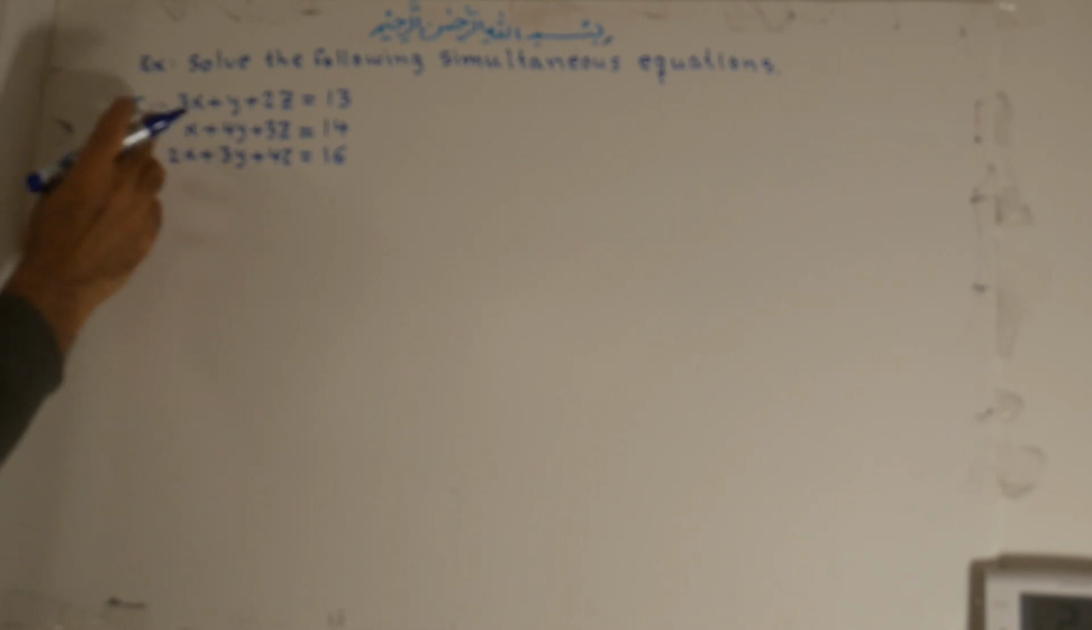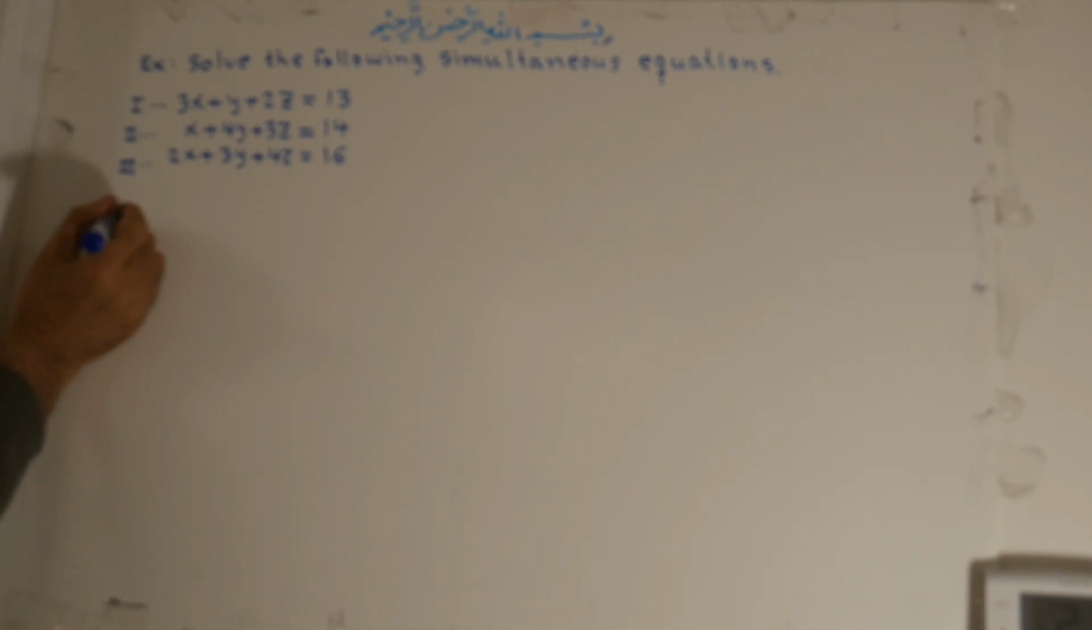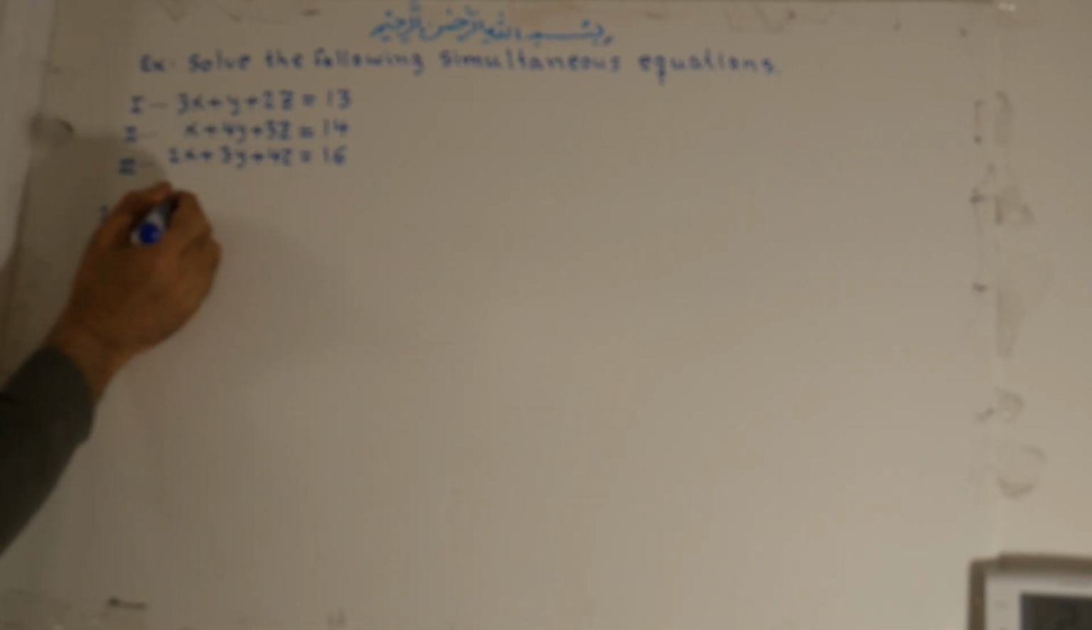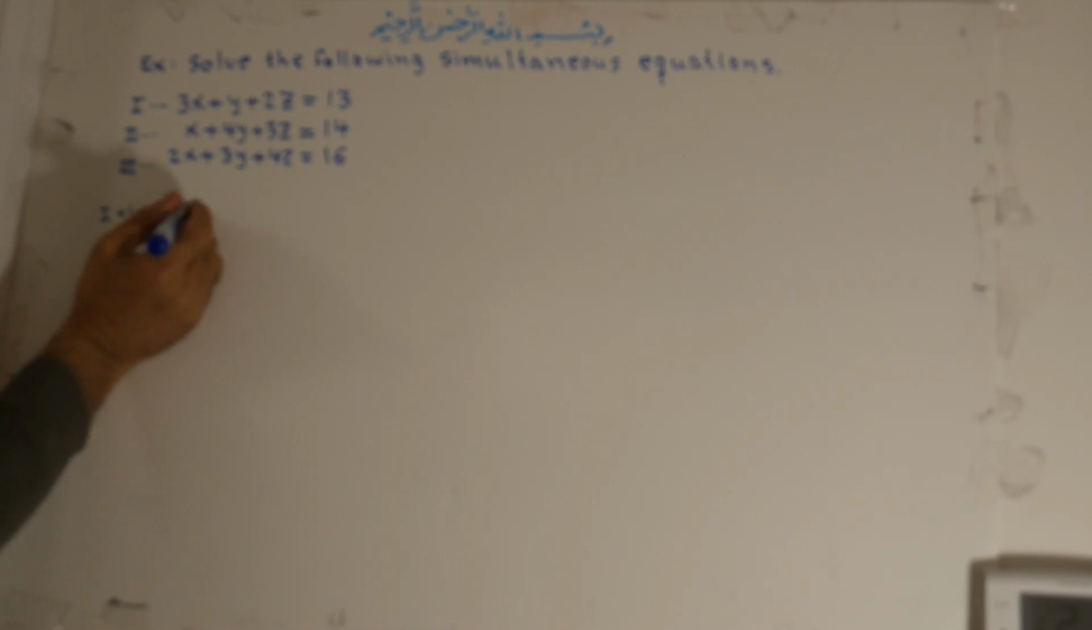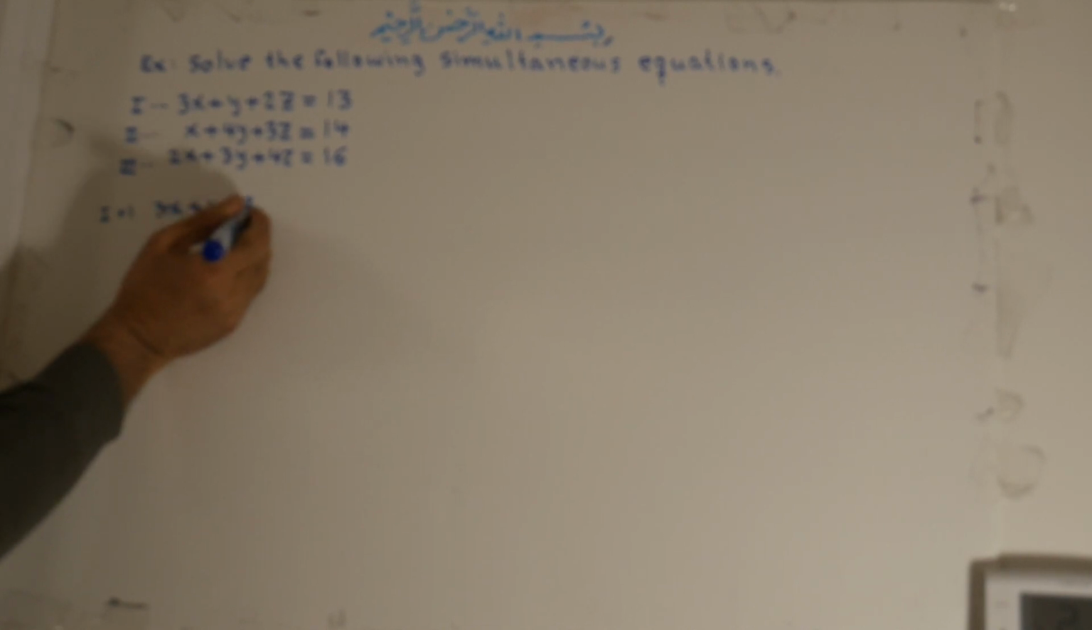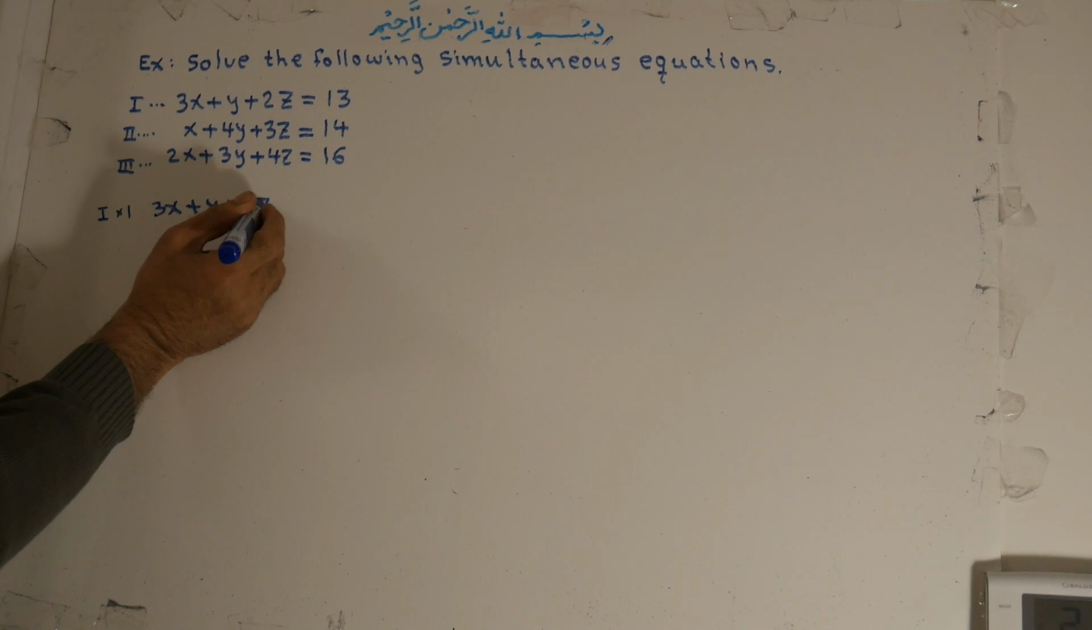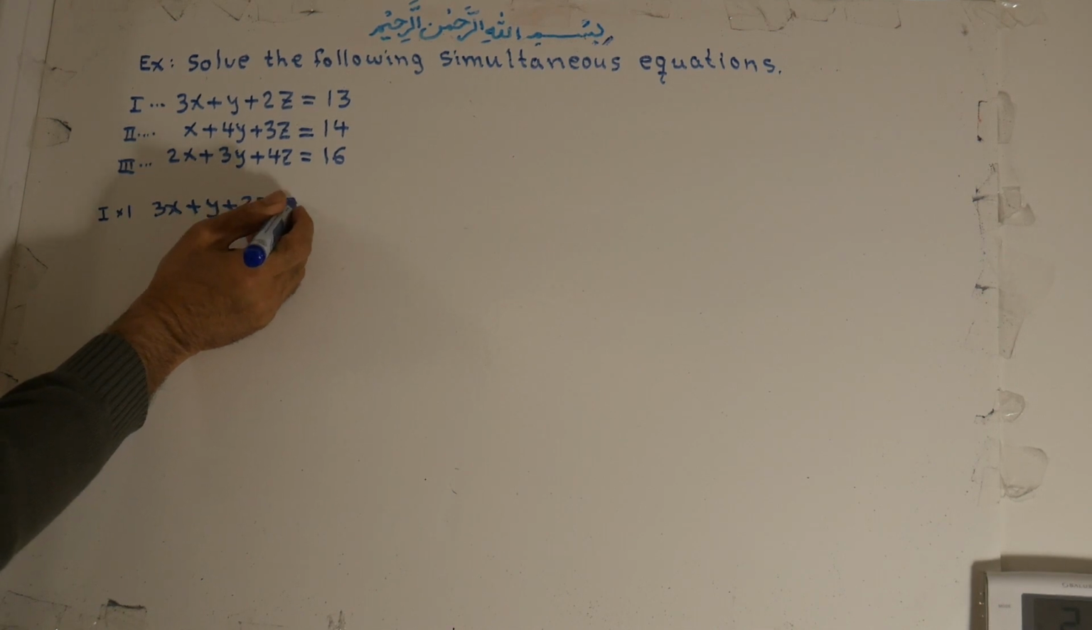The coefficient of x in equation number 2 is 1. Now multiply with the 1. It means that 1 times 3 is 3x, plus 1 times y is y, plus 1 times 2z is 2z, is equal to 1 times 13 is 13.